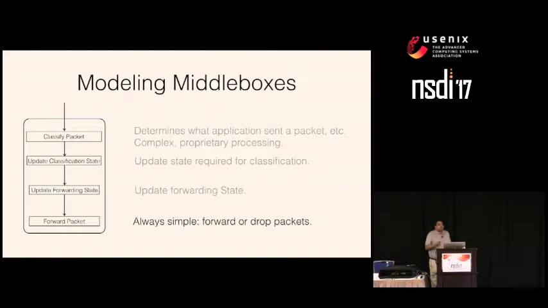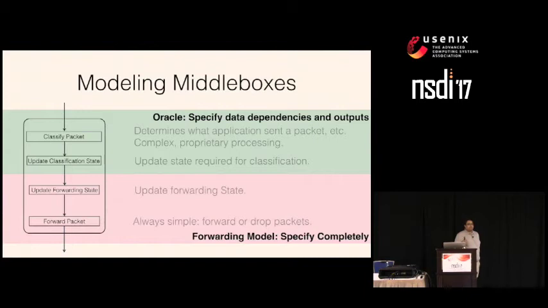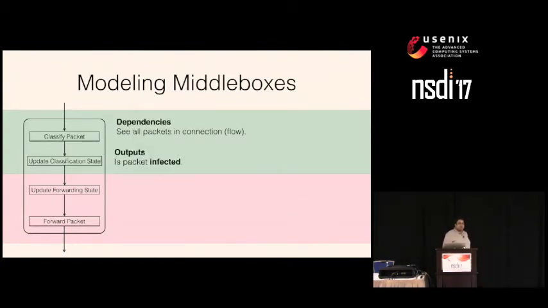And this is always simple, because it looks a lot like all of the match action rules that we've been seeing so far. So in this work, we use oracles, or basically under-specified functions, to model the first bit. And we do a more complete specification of the forwarding model. More particularly for oracles, the things we record are what their dependencies are, what packets they need to see to actually take any action, and what their output is. In SMT terminology, this would be called an uninterpreted function. The forwarding model, as I said, is much more complete.